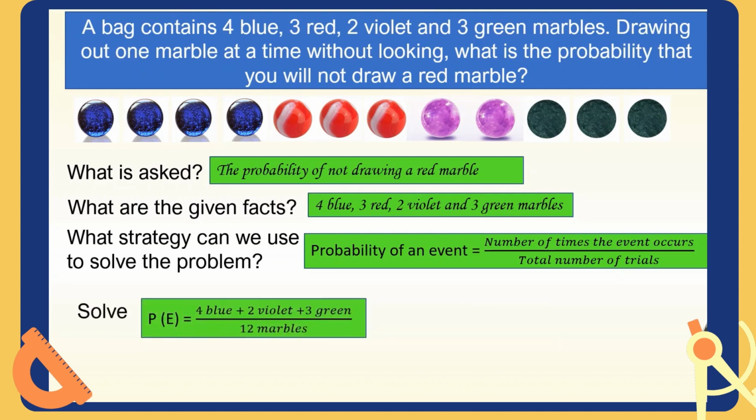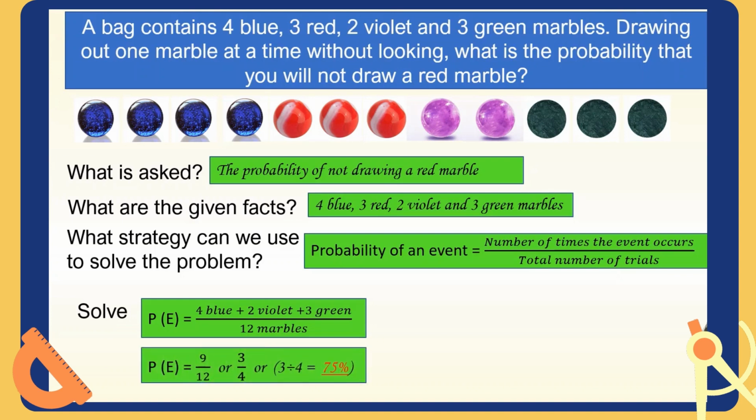Using the formula, probability of an event is equal to 4 blue plus 2 violet plus 3 greens over 12 marbles. Kung bakit hindi natin isinama ang red diyan? Kasi yun ang hahanapin natin, ang tsansa na hindi mabunot ang red. Kaya hindi natin ito pwedeng isama doon. So, ang kukunin lang natin ng sum ay yung blue, violet, at green.